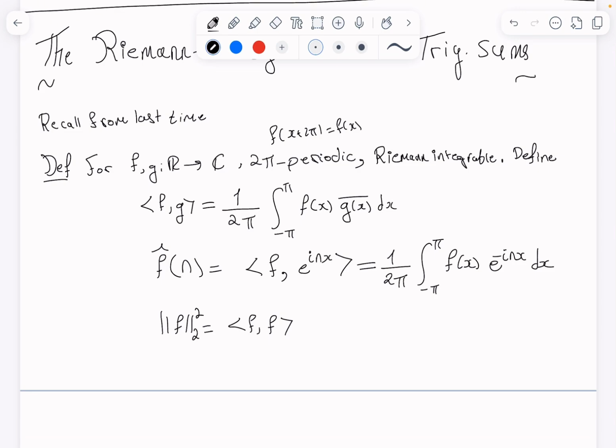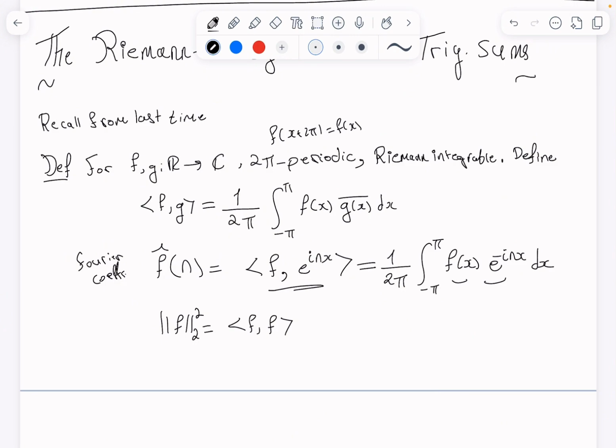And then based on this, we defined the Fourier coefficients. So these are the coefficients at n. And they're defined as such, like you integrate f against the kernel e to the minus i n x, and you integrate between minus pi and pi, and again you normalize by 1 over 2 pi. In other words, you inner product these two functions.